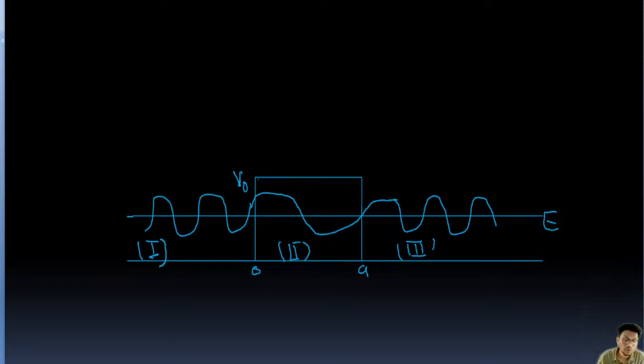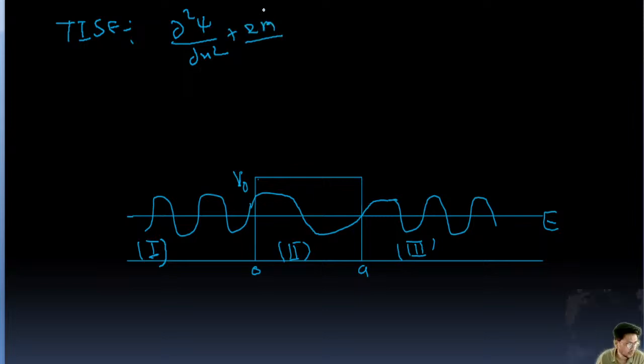So for that we'll write the Schrodinger equations and the wave functions. We know the time independent Schrodinger equation, that is del square psi upon del x square plus 2m upon h cut square (E minus V naught) psi equal to 0. So this is the Schrodinger equation.